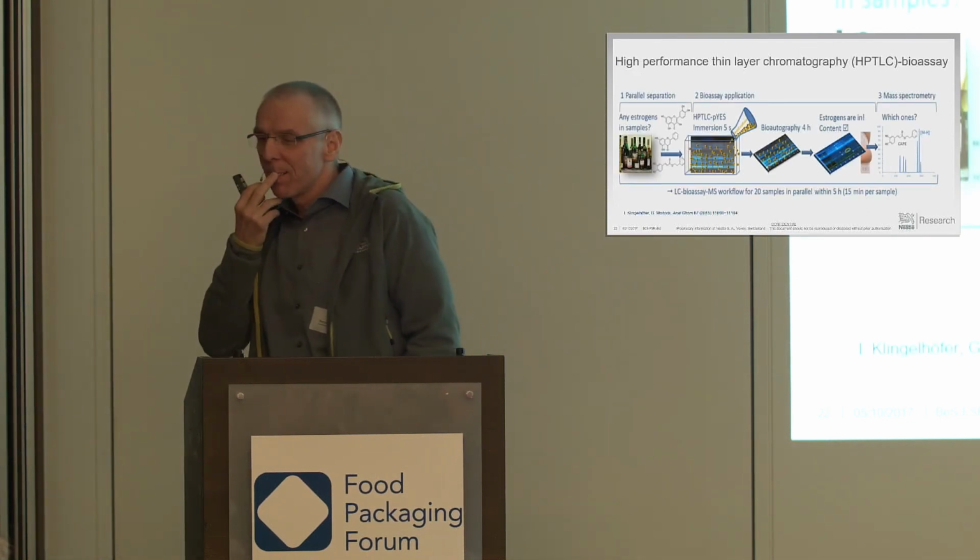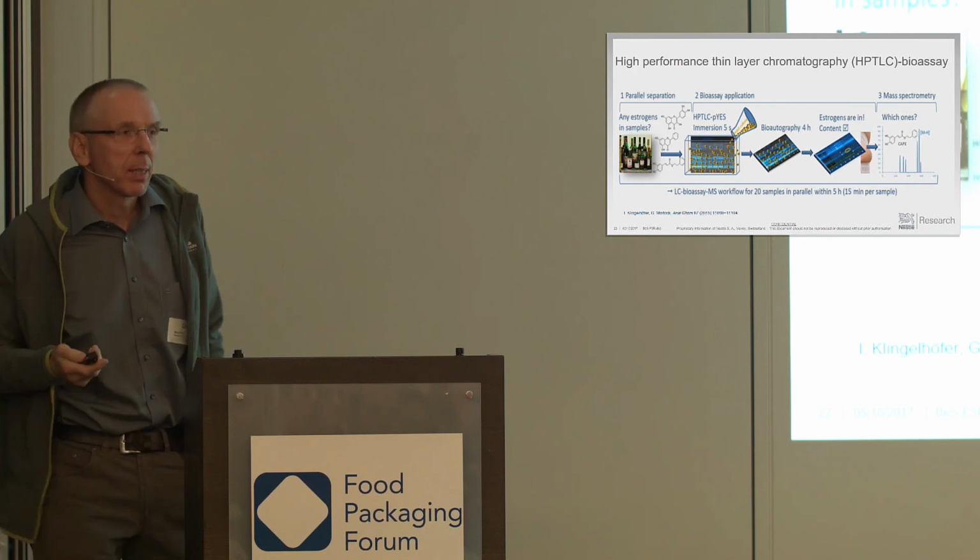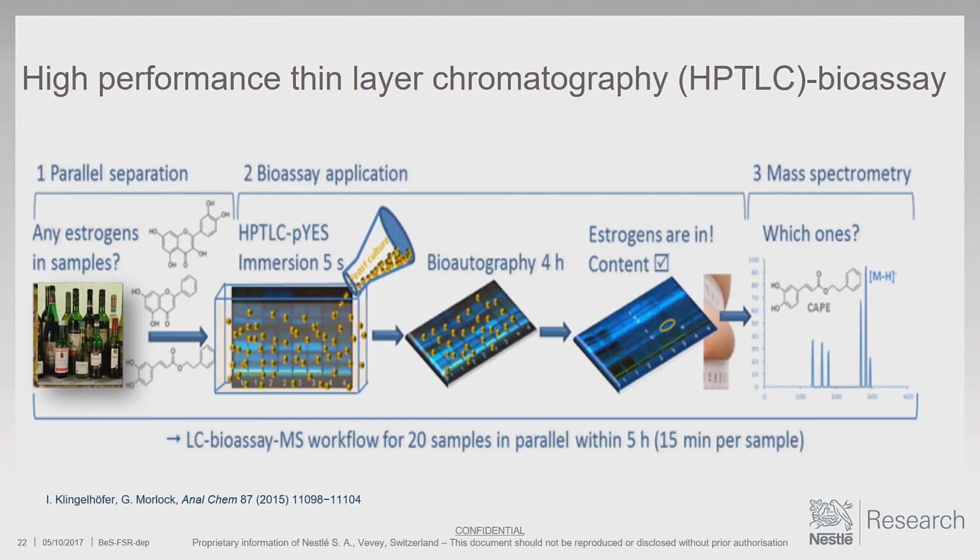So for me, what we dream of right now, and we will actually start using that next month, is to use high-performance thin-layer chromatography coupled to bioassays. So what do you do in this situation? You have samples. You separate the chemicals on a thin-layer chromatography plate, and then you conduct a bioassay on the thin layer.